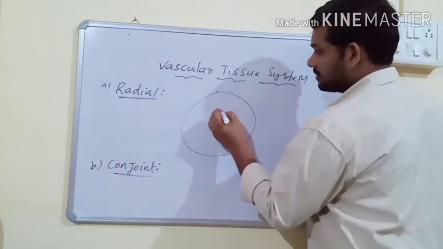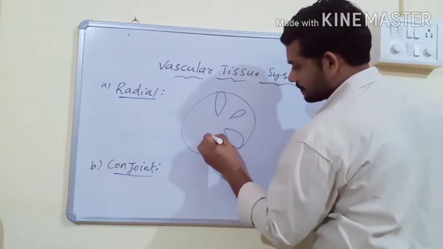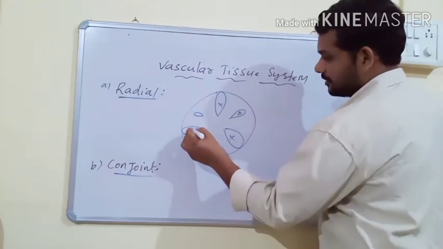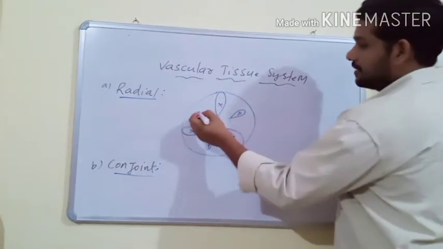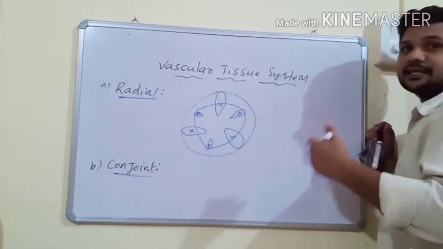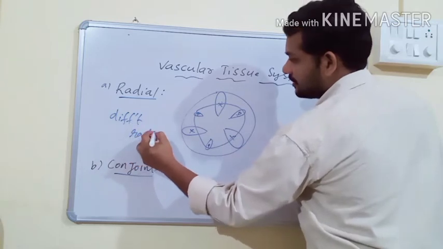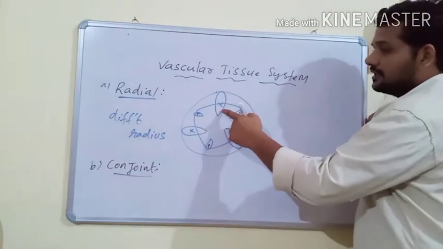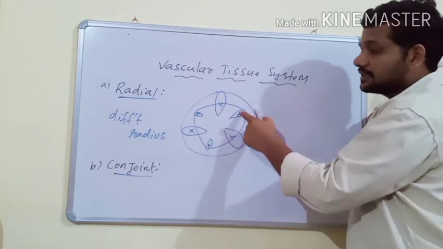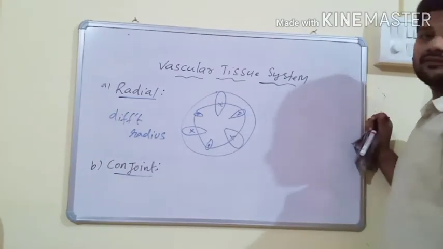In radial vascular bundles, for example, this is xylem, this is phloem. In radial vascular bundles, both xylem and phloem are alternately present on different radii. If xylem bundles and phloem bundles are present alternately on different radii, such vascular bundles are known as radial vascular bundles.